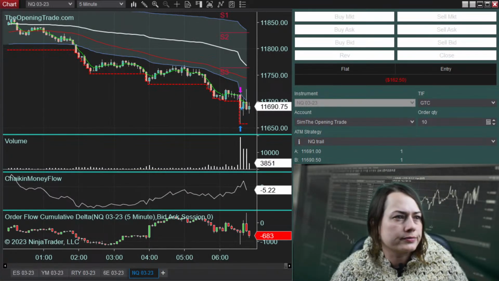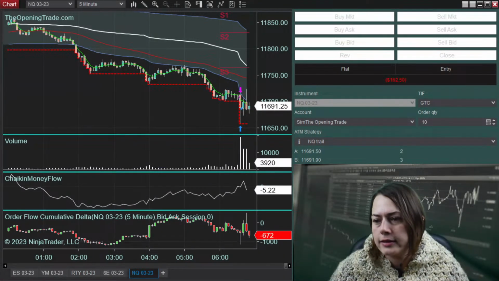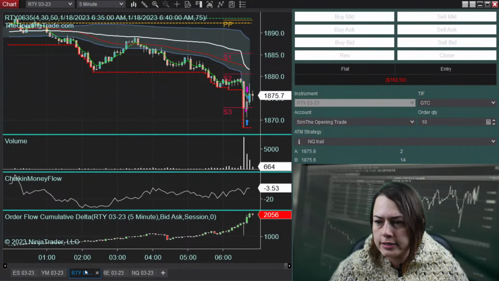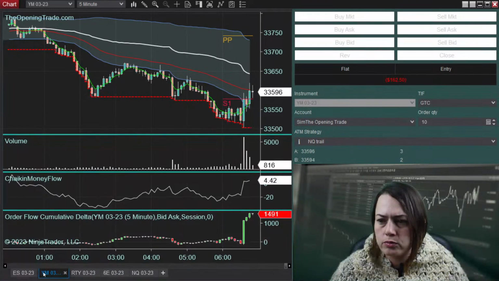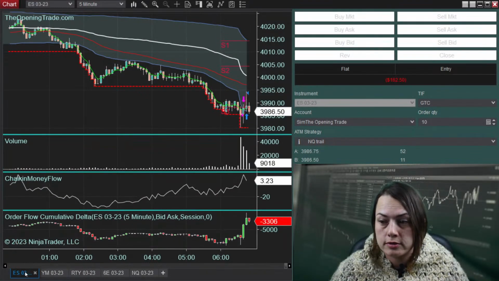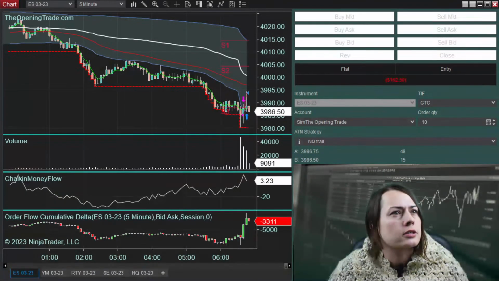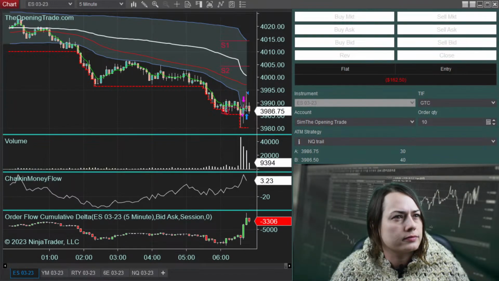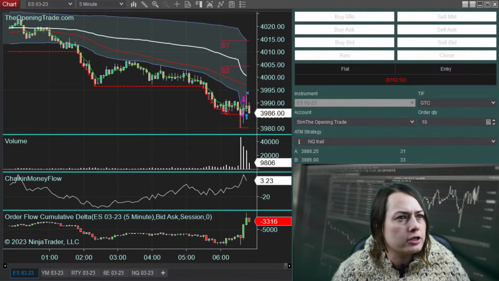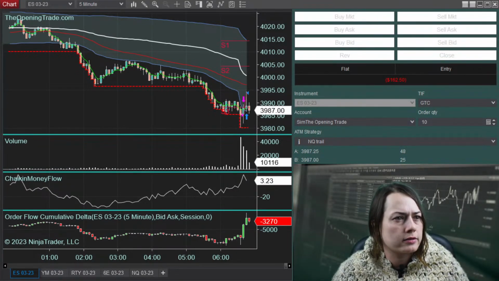Take a look here at the charts. Alright, so this is the Russell 2000 futures, the Dow Jones futures, S&P 500 futures. What is the big news coming out tomorrow? I think we went over that. We did. What's the big news coming out on Friday?